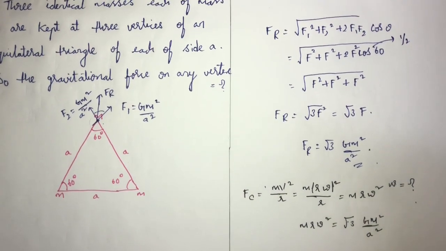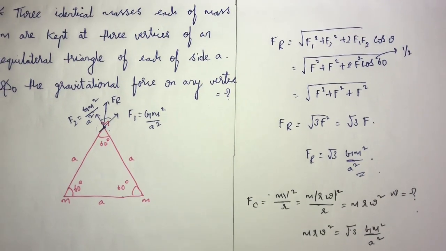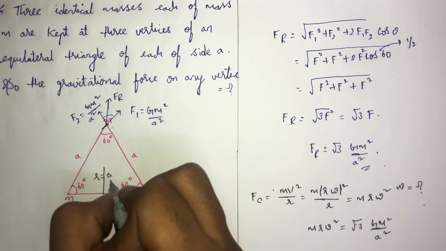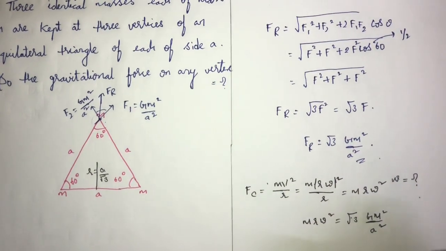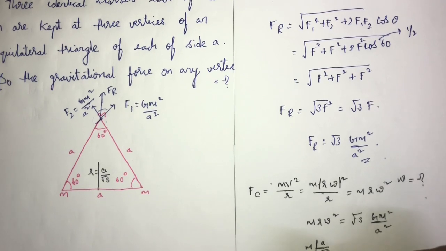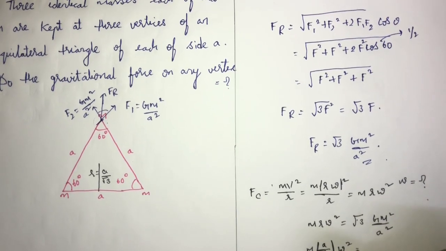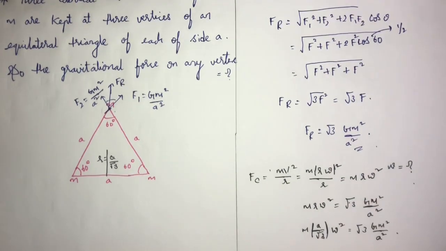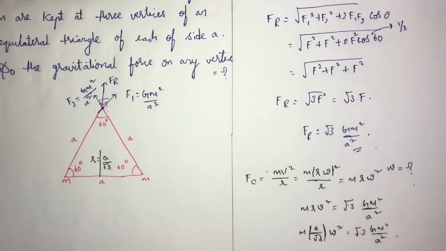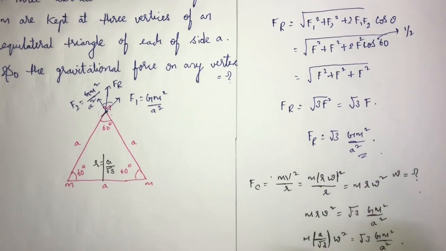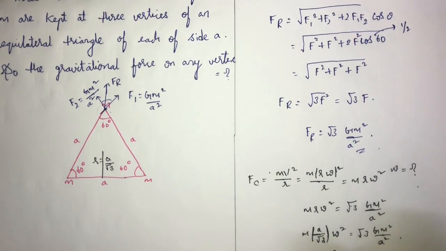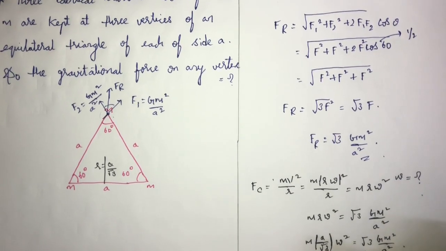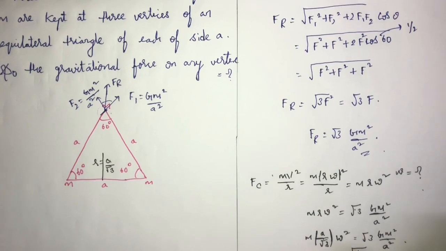Then what will be the value of r? The total system revolves in the circular orbit. Here the value of r will be equal to a by root 3. So m times a by root 3 omega square is equal to root 3 GM square by a square, where the value of omega will be equal to under root of root 3 GM by a cube. That's clear, simple.